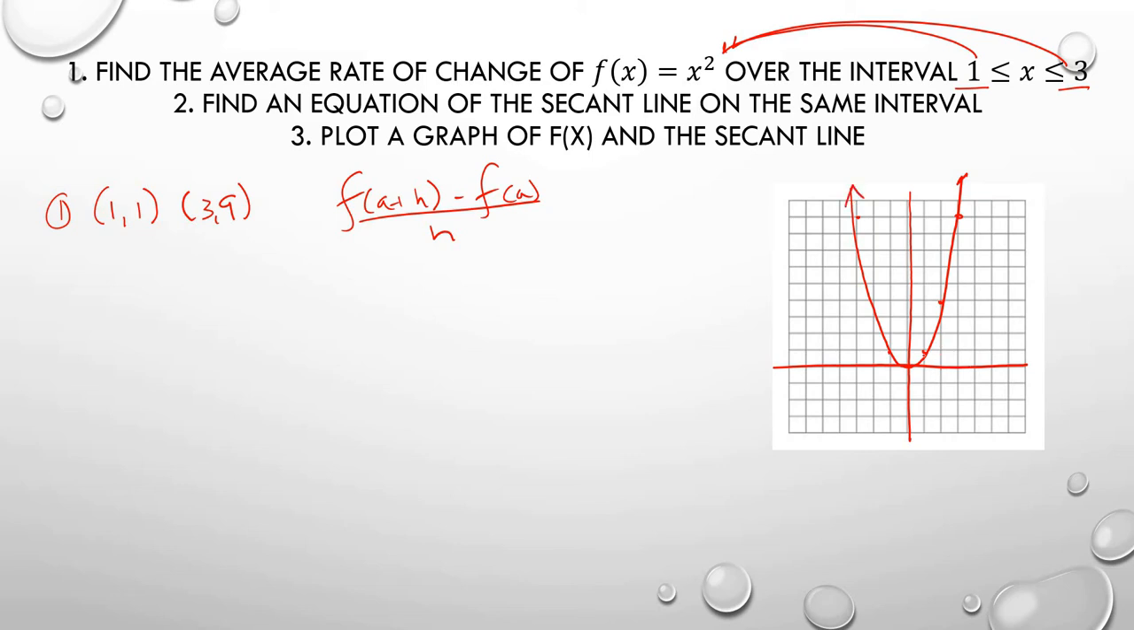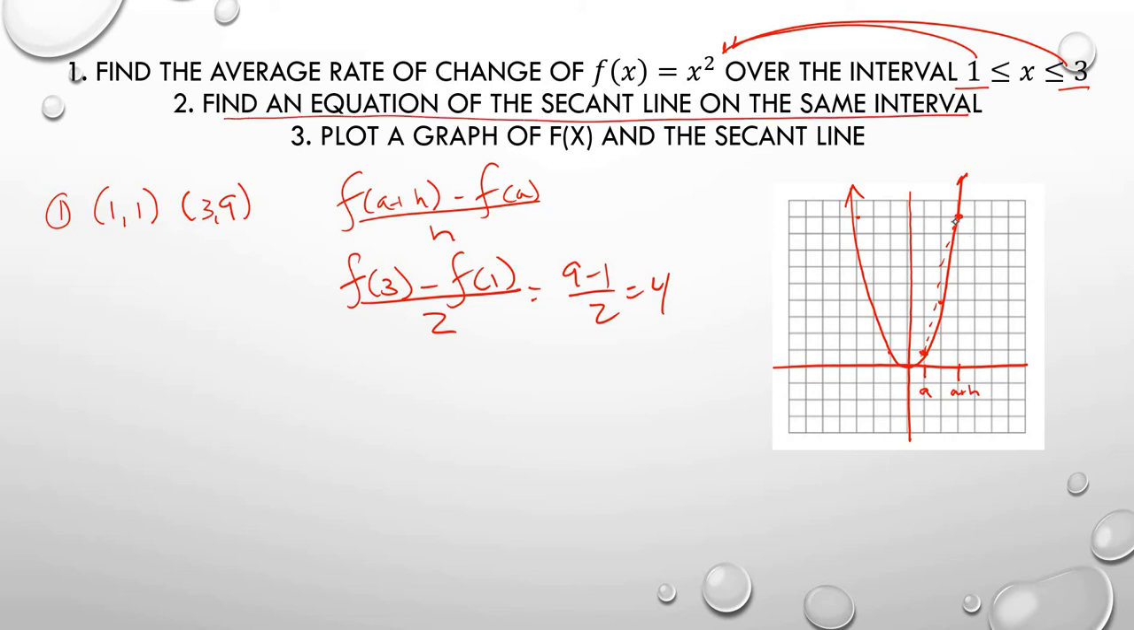So I'm going from the point A to the point a plus h. So f of a plus h is my f of 3 minus f of 1 over my interval, which is 2. I can also get that from saying 3 minus 1, just like in the old slopes. So that's 9 minus 1 over 2, which is 4. Now, this 4 is the average rate of change from (1, 1) to (3, 9).